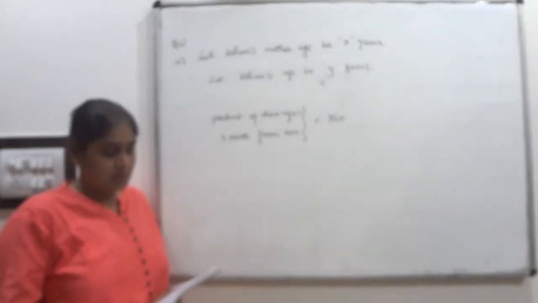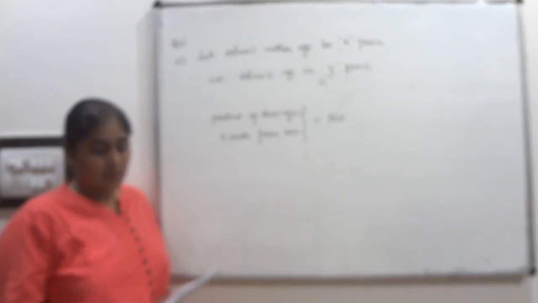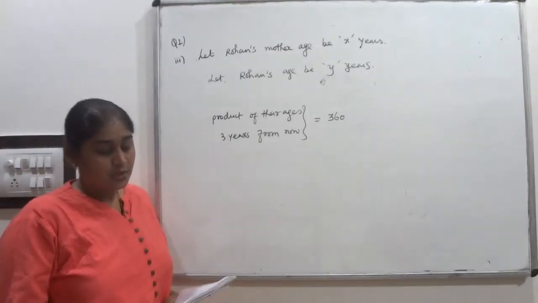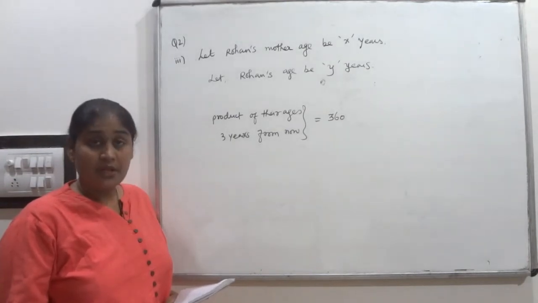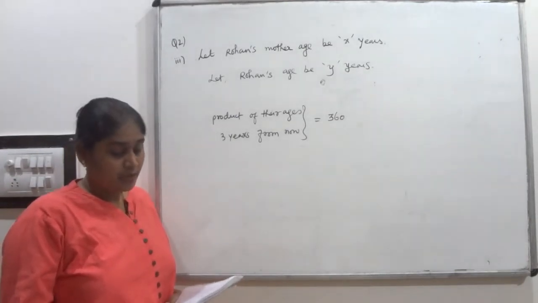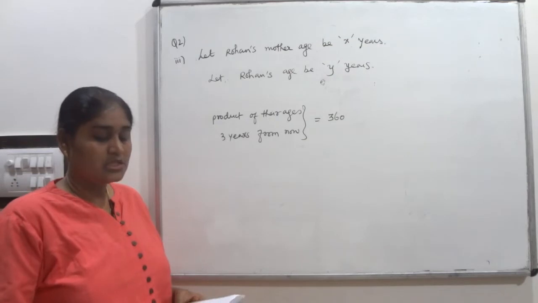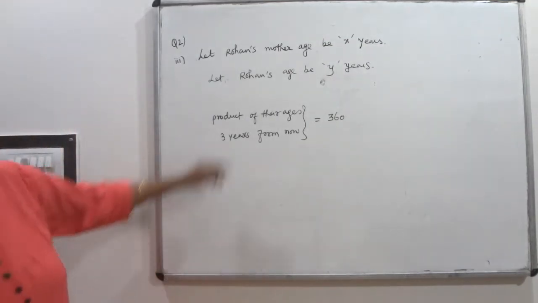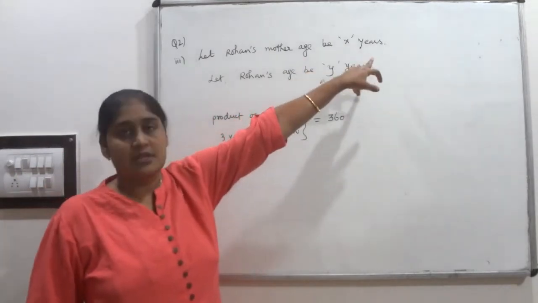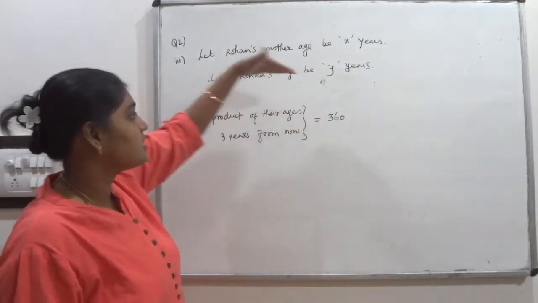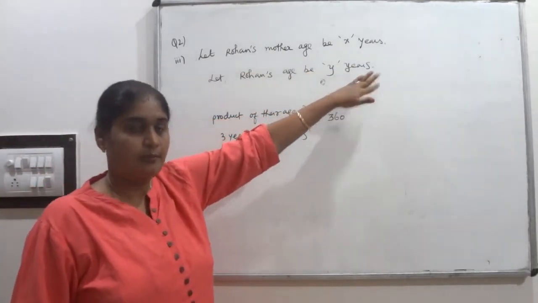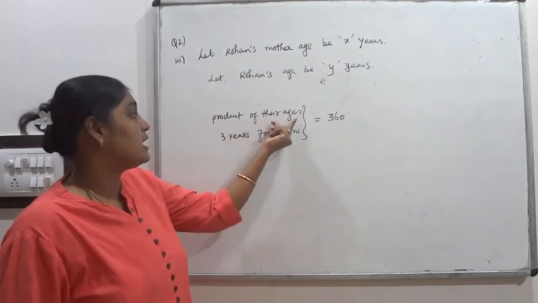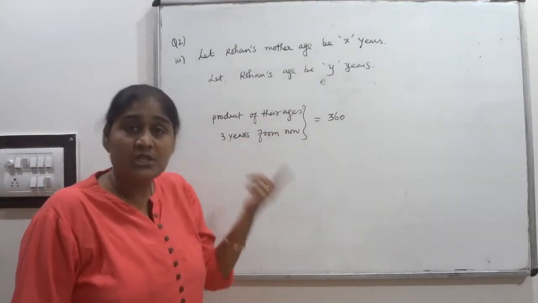Third part. Rohan's mother is 26 years older than him. The product of their ages 3 years from now will be 360. We would like to find Rohan's present age. Let Rohan's mother's age be X years. Let Rohan's age be Y years. The product of their ages 3 years from now is given to you.